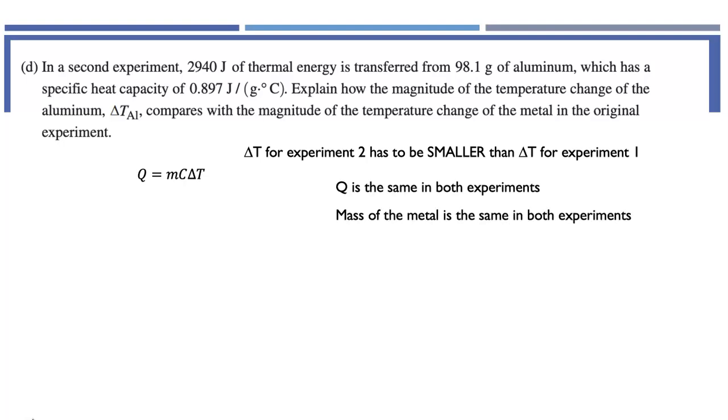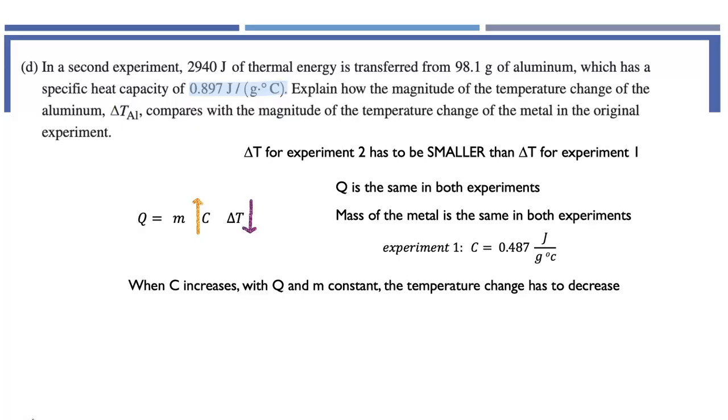The mass of the metal is the same for both experiments, right? In experiment 1, the specific heat was 0.487 joules per gram per degree Celsius. And now the specific heat is 0.897 joules per gram per degree Celsius. So the value of the specific heat has gone up, which means delta T has to go down, because Q and m are the same. So if C increases with Q and m constant, the temperature change has to decrease for the aluminum experiment compared to the first experiment.